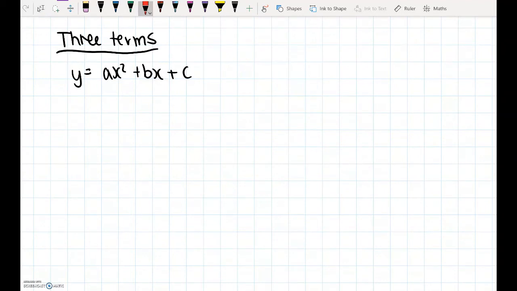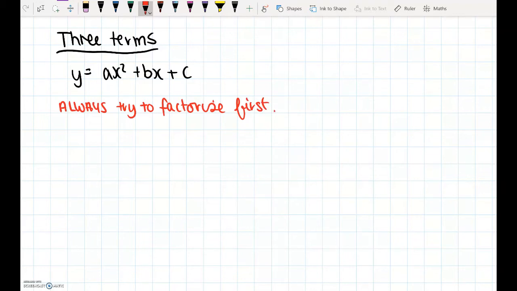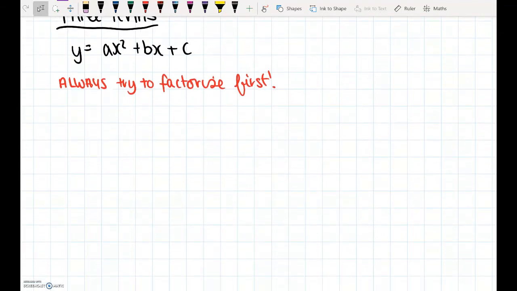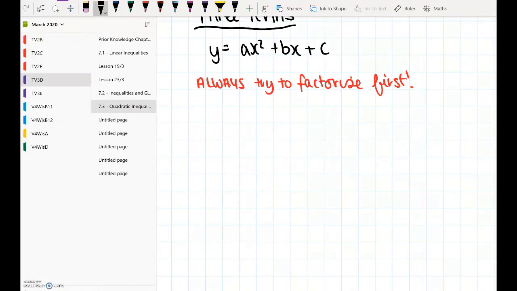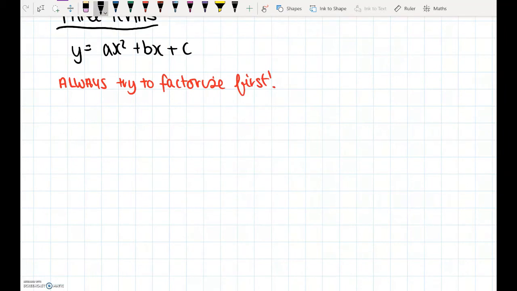Okay, the first thing you should always try to factorize first. Okay, so we always try this first. Always try to factorize first. And the reason why is because factorizing is always the quickest way to do this if it's possible. Okay, so for example, if we have x squared plus 10x plus 24, I'll go for the nice cliche one, is equal to 0.